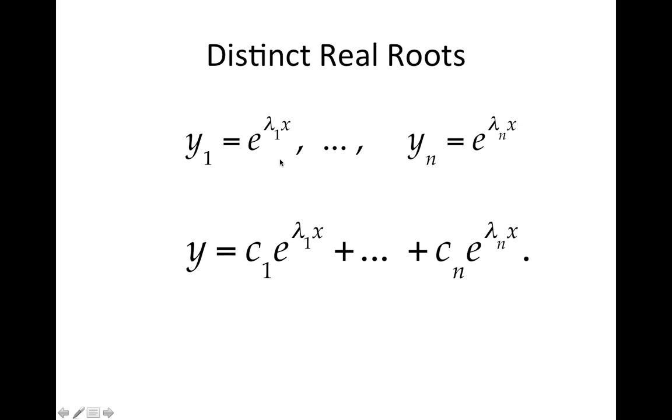So if you have distinct real roots, that would be our first case. Then that just means lambda would be a real number, and so you would get a basis set of solutions that would look like e to the lambda x. And here's your general equation for y. It's just going to be the sum of all of these.